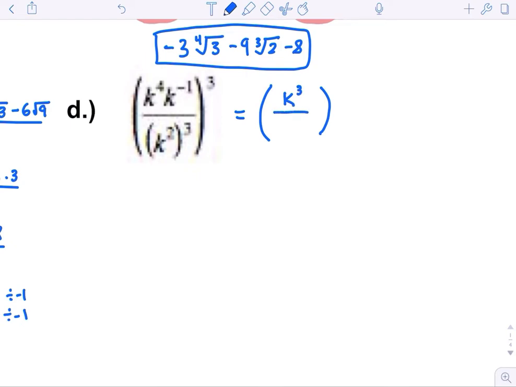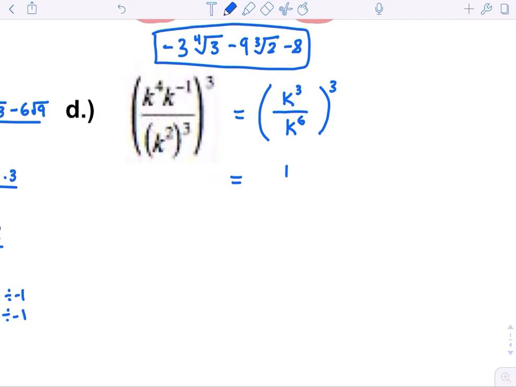All over k to the 2nd. With a power raised to a power, you just multiply. So k to the 2nd to the 3rd is k to the 6th. All of it is still to the 3rd power. Okay, so you could cancel k to the 3rd from top and bottom. So k to the 3rd divided by k to the 3rd would just be a 1. K to the 6th divided by k to the 3rd is just k to the 3rd.